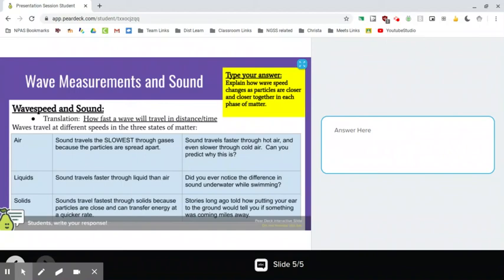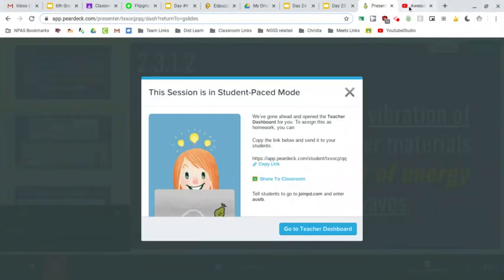Sound travels fastest through solids because particles are close and can transfer energy at the quickest rate of all. And so there are age-old stories about how putting your ear to the ground would tell you if a herd of buffalo is coming. Putting your ear to a train, you could hear trains for miles because those are solid materials and those sounds can pass through them.